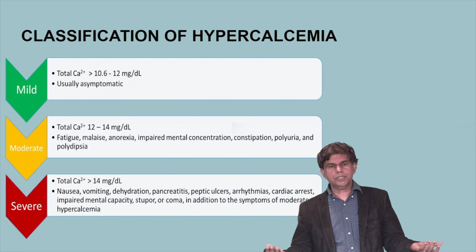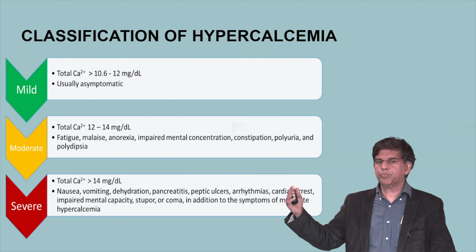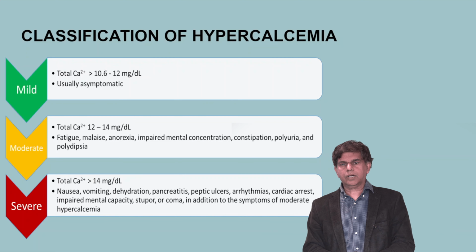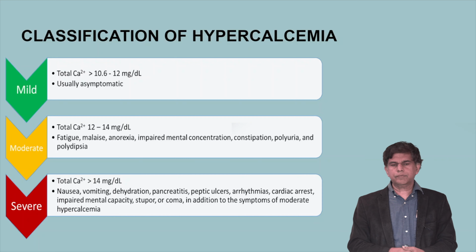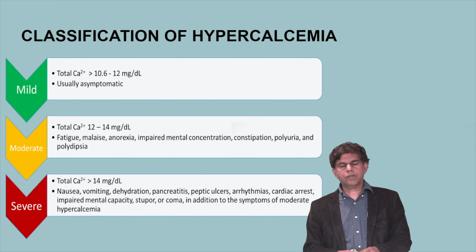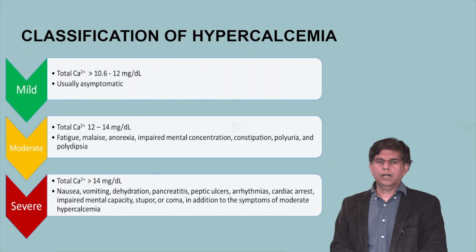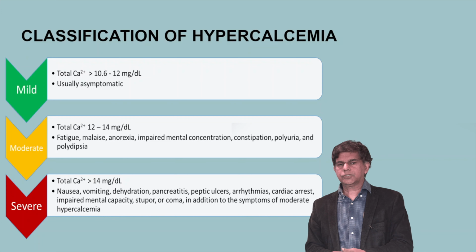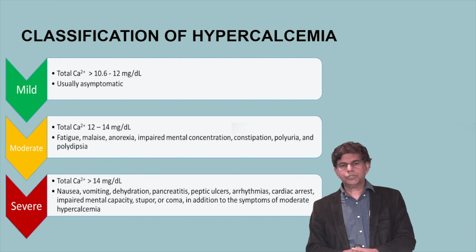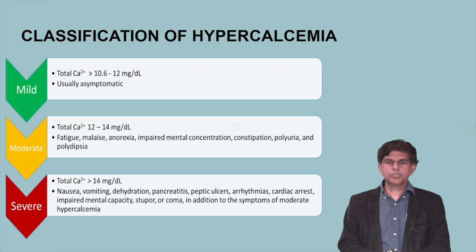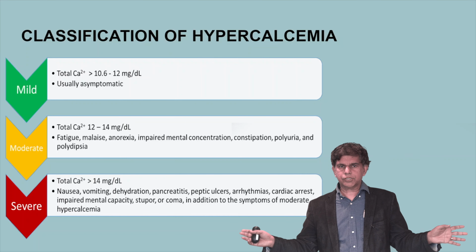If it is moderate, you can have fatigue, malaise, anorexia, impaired mental concentration, constipation, polyuria, and polydipsia. If total calcium is greater than 14, you can have nausea, vomiting, dehydration, pancreatitis, and cardiac arrest because of the electrolyte disturbance, EKG changes, and arrhythmia. If it is very severe, stupor and coma, and the patient can die.